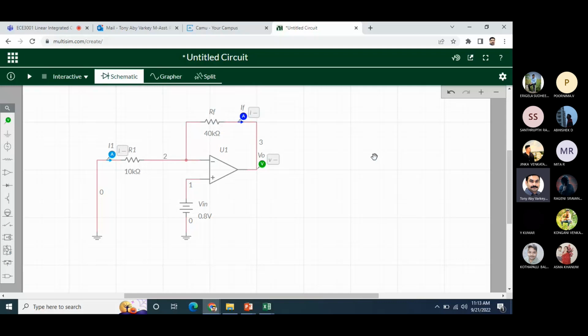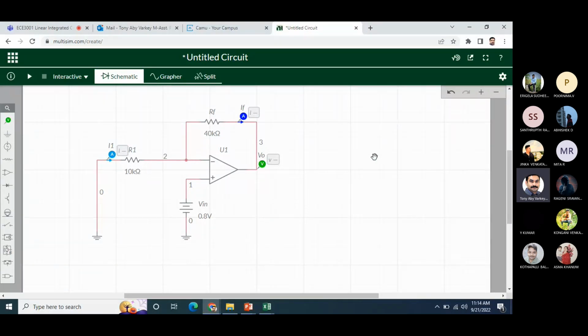What is the output voltage expected? What is the gain of this amplifier? What is the formula for gain? 1 plus RF by R1.